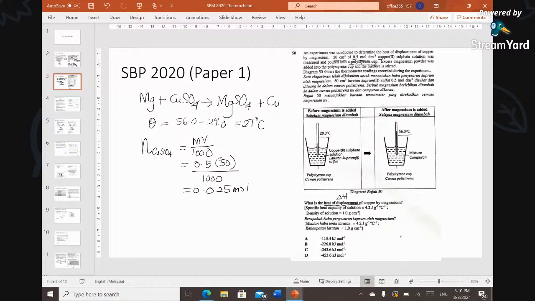So if you want to calculate delta H, you have to find out the number of mole. Q is equals to MC theta, so find out the value for the heat energy. M will be the mass. The mass over here is 50, like I taught you just now, 50 centimeter cube, and the density is 1 gram per centimeter cube. So when you times, you get the mass. So 4.2, and the theta is 27 degrees Celsius.